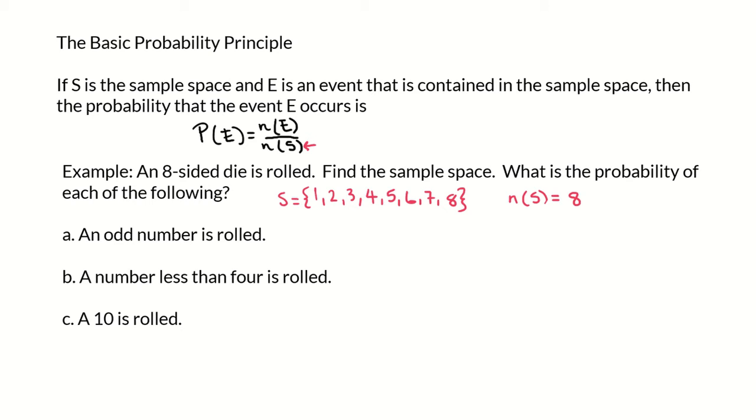What is the probability that each of the following occur? A, an odd number is rolled. Sometimes it's a good idea to list out the possible outcomes. 1, 3, 5, and 7 are the odd numbers that are contained in the sample space. So that is the set E.